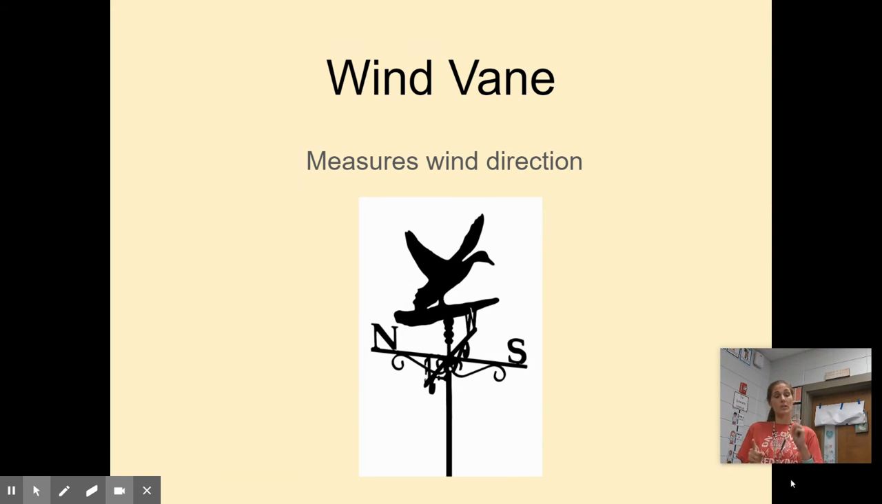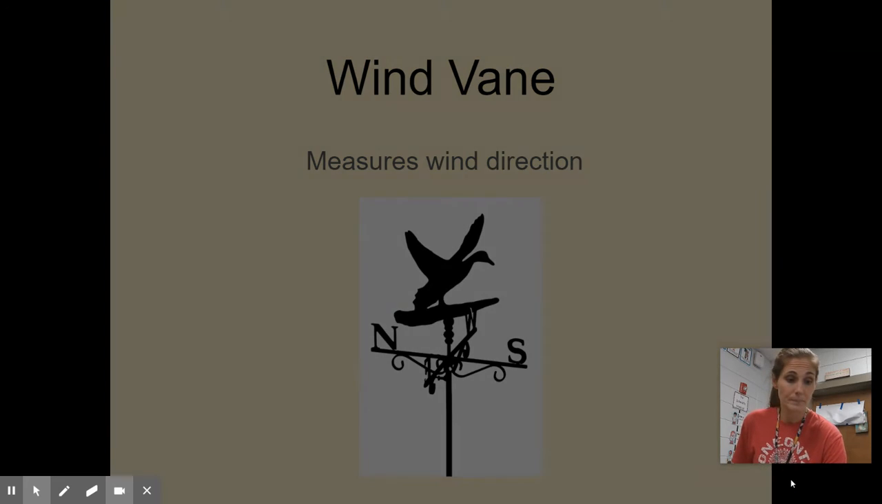This is what's going to be tricky between anemometer and wind vane. They both measure the wind, but an anemometer measures wind speed, and a wind vane or a wind sock measures wind direction, which direction the wind is blowing from: north, south, east, west, northeast, southeast, all those other directions. Whatever direction it's blowing in, that's what the wind vane is going to measure for you.